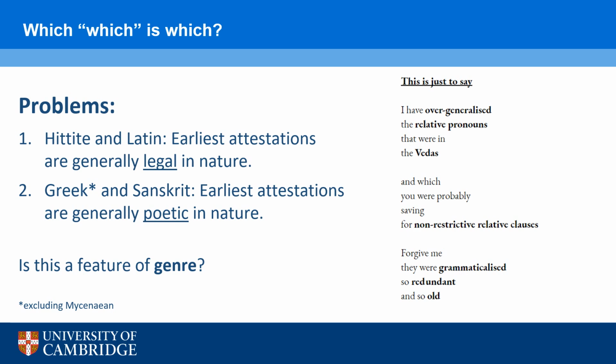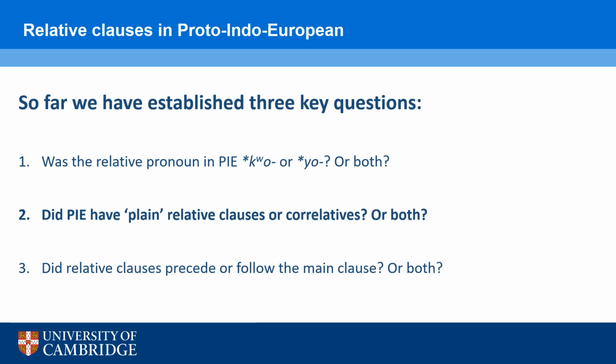But long story short, Mycenaean causes even more problems for this hypothesis because A, it's attested earlier than the Homeric poems, B, the texts are very much not poetic, and C, we don't really seem to find any non-restrictive relative clauses. So in fact, Mycenaean Greek, the earliest attested Greek, looks more like Hittite and Latin in terms of its use of restrictive relative clauses, but it uses ya. So the qua versus ya question remains very much unsolved.